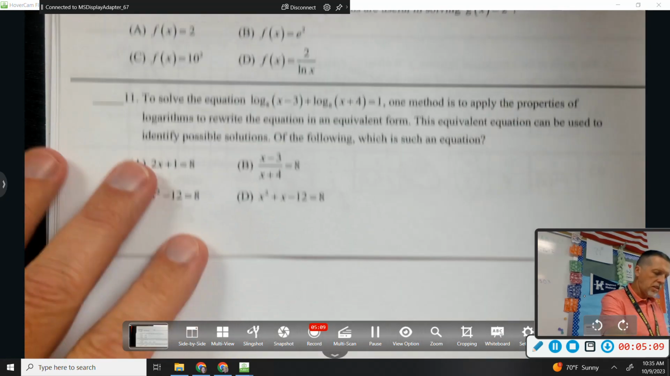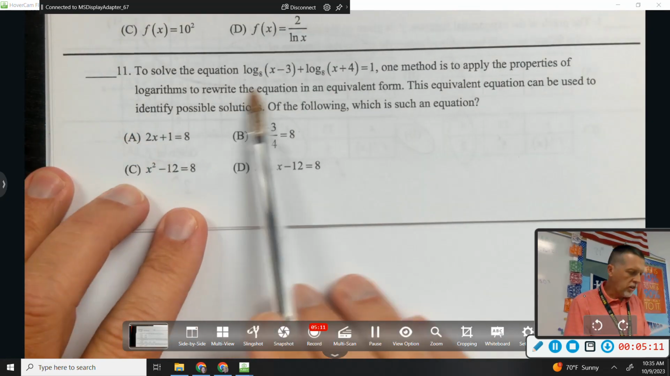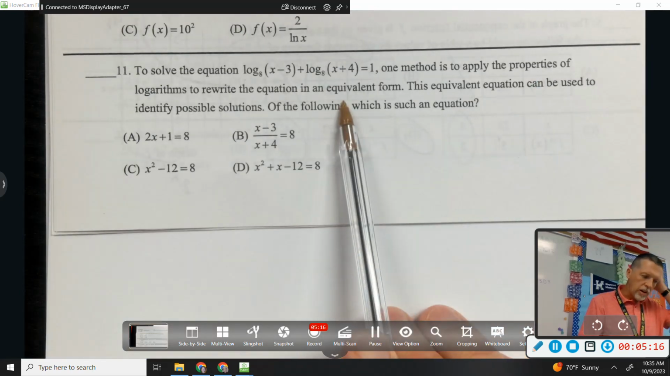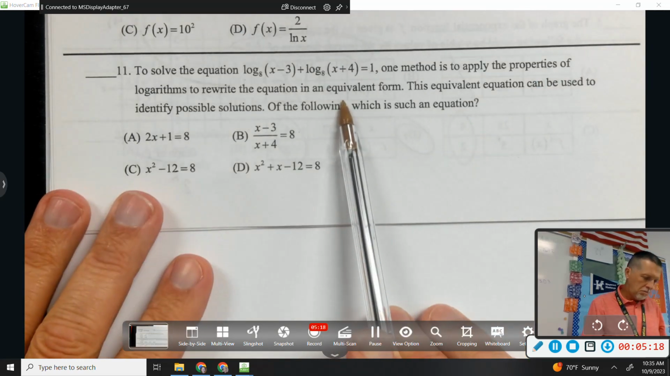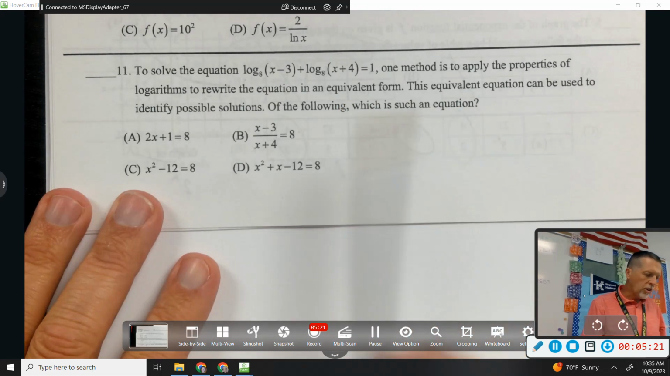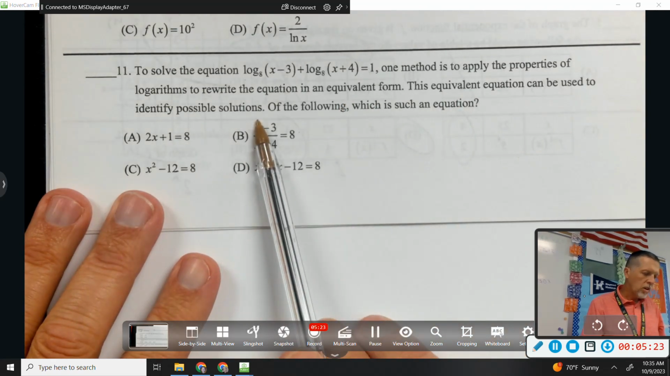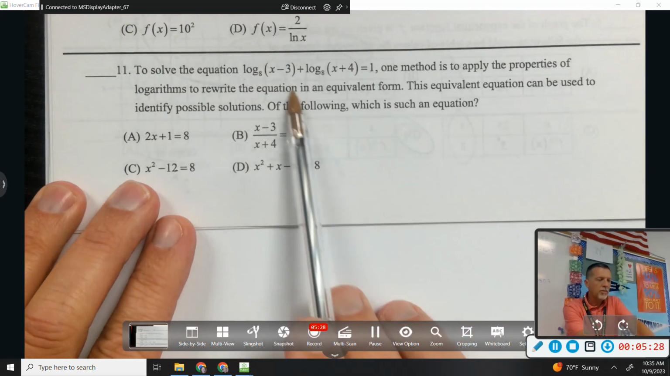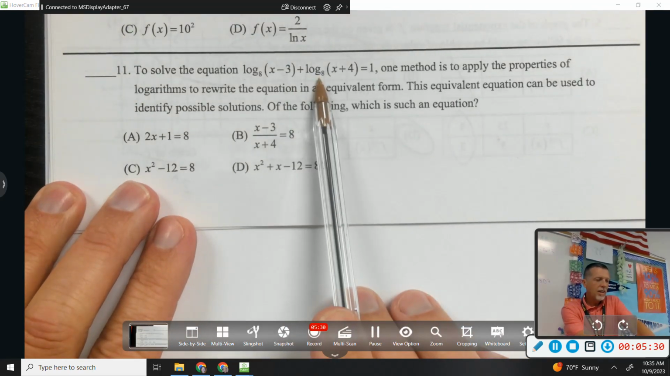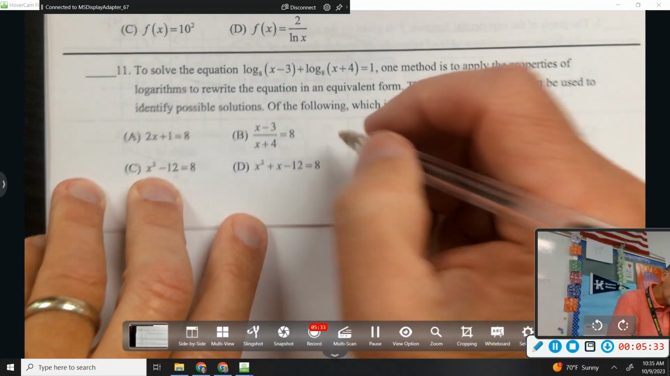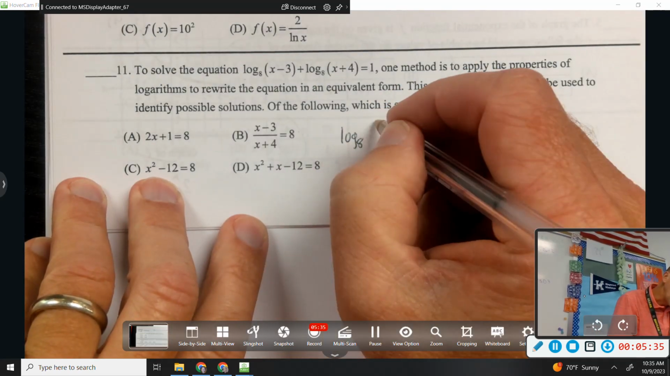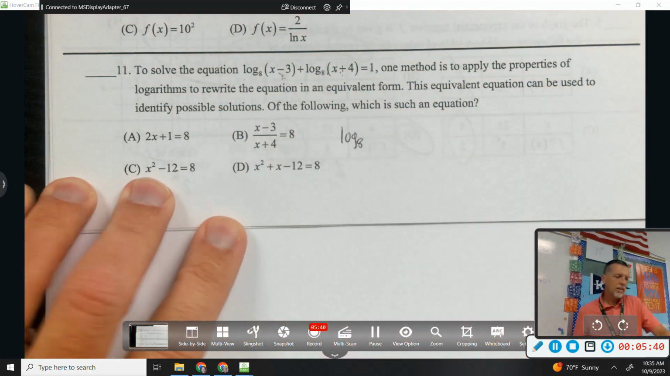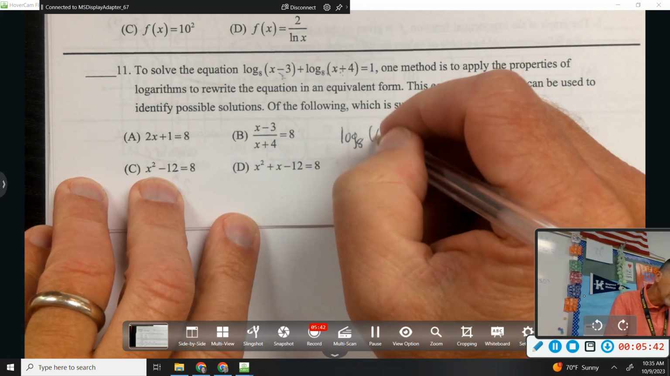Number 11. To solve the equation, one method is to apply the properties of logarithms to rewrite the equation in equivalent form. This equivalent equation can be used to identify possible solutions of the following equation. Okay, so it's trying to give me the roadmap here. Combine that into one, and then write an equivalent equation. Well, combining it into one would be multiplying. So this is very similar to number 8, using properties of logs.